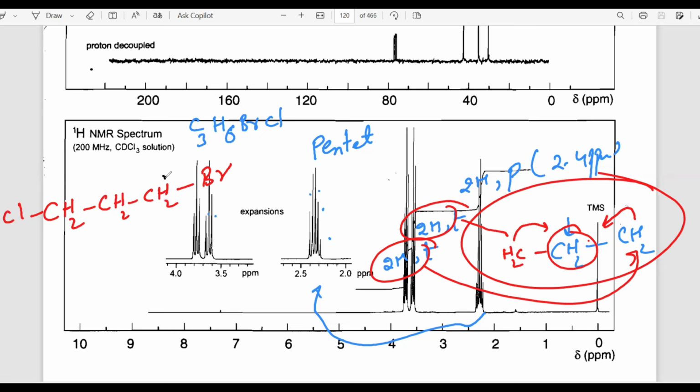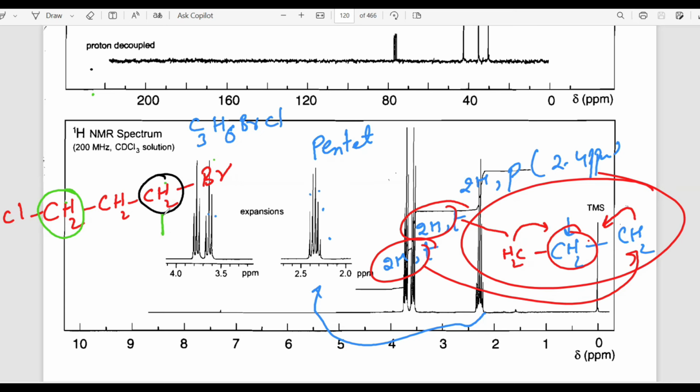Now, this CH2 and this CH2, they are different. Why are they different? Because this CH2 neighbors bromine, and this CH2 neighbors chlorine. So both of these two CH2 have different chemical shifts, different ppm, because they are connected with different electronegative atoms.